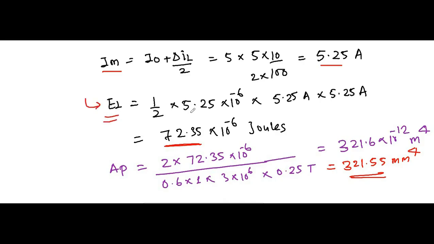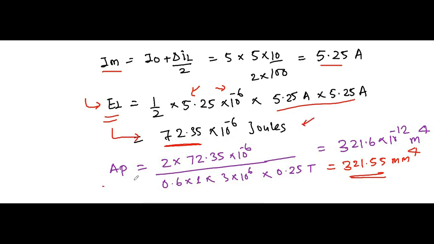Then you can calculate the energy stored in inductor by using this formula, EL equals half L IM square. So half L, the value of L is 5.25 microhenry, into 5.25 into 5.25. This is the peak current IM. So then I get here the energy stored in inductor is 72.35 into 10 to the power minus 6 joule.